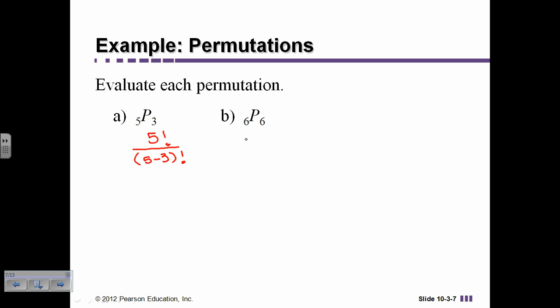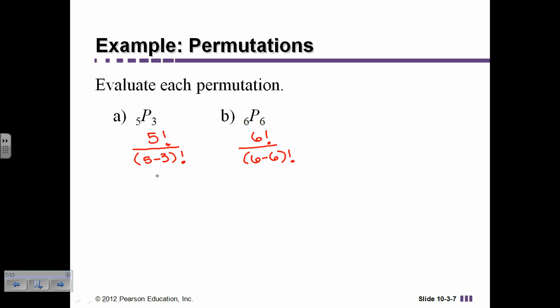And we'll go ahead and look at this example and we'll keep going. So on this one, we're going to take 6 factorial and we're going to divide it by 6 minus 6 factorial. So again, what I'm saying here is that I have 6 items and I want to take 6 things at a time, and I want to know how many different combinations I can get.